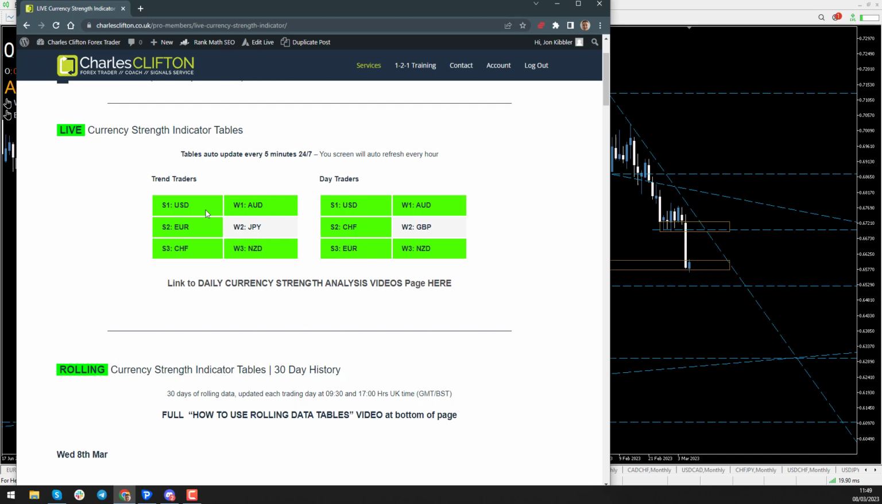So what you want to do when you're loading these tables, what I like to do in particular, is have a little look at where the day traders table is, and then have a little look at the other currencies surrounding that. So we're going to focus on Aussie US dollar today. The reason being is because the dollar is the strongest currency at the moment on both tables, and the Australian dollar is the weakest. I'm going to take a look at New Zealand US dollar as well. We can see that the Kiwi is the third weakest currency on both tables as well.